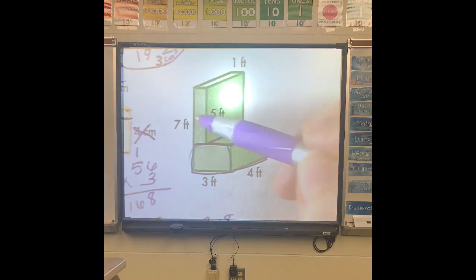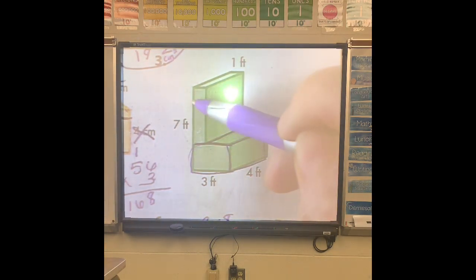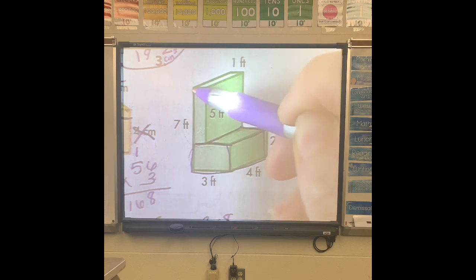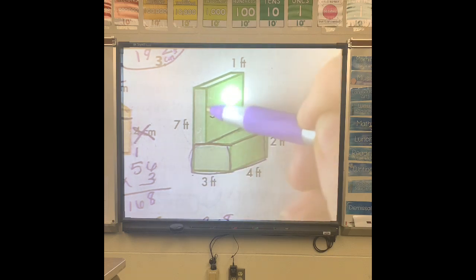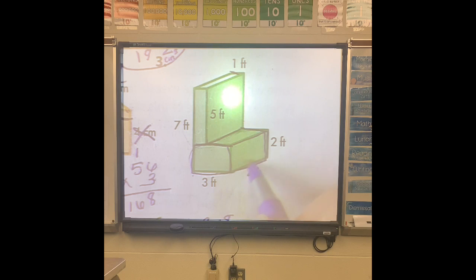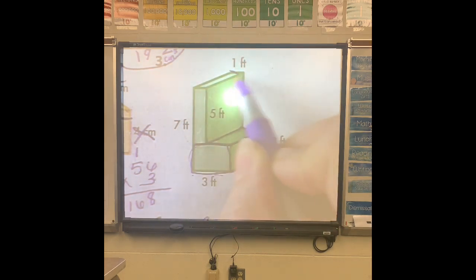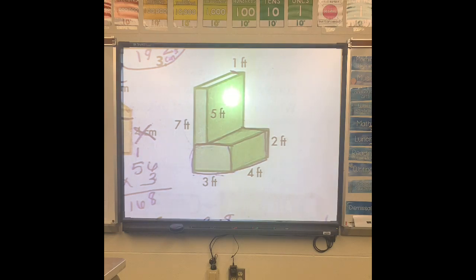Okay, now we need to kind of understand what all these numbers represent. 7 is the whole side. 5 is just this piece. 1 is right here. 2 is this height. 4 is front to back. And 3 is this width. So sometimes it might be a good idea to go through and understand everything that you're looking at.